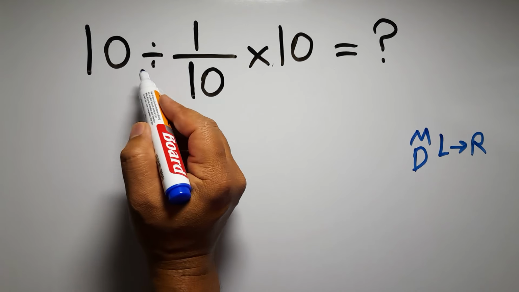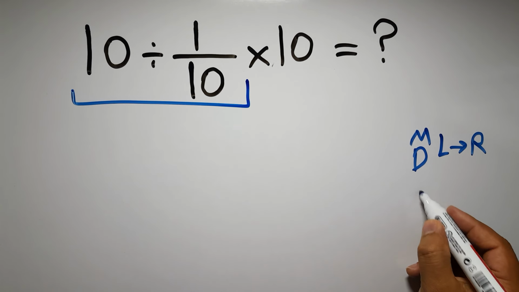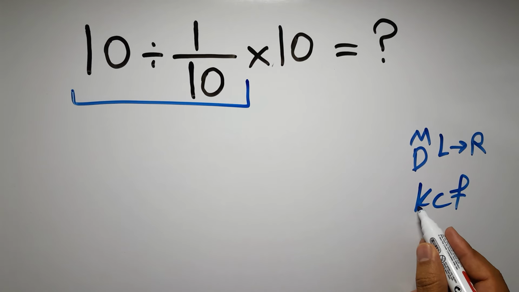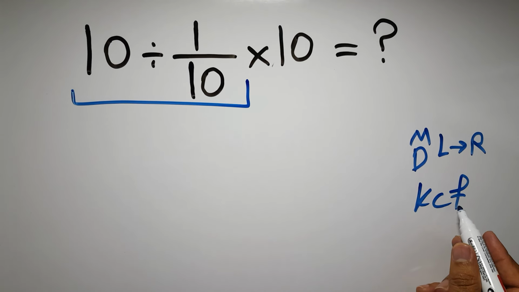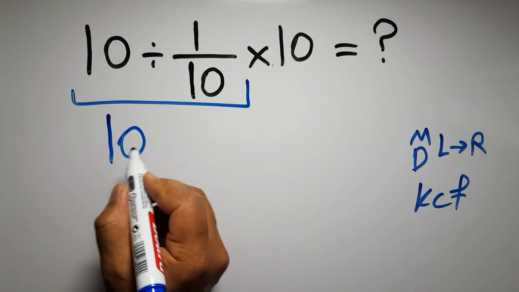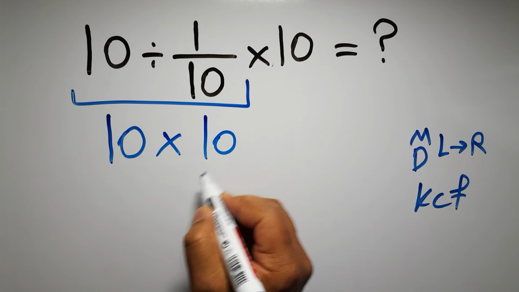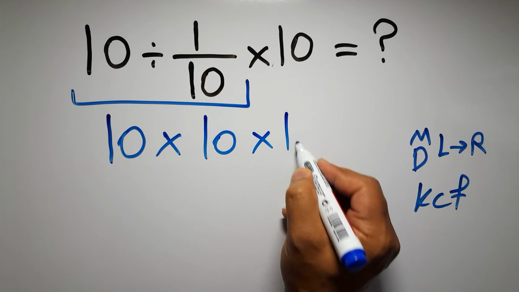So first this division, 10 divided by 1 over 10. According to the KCF rule, K stands for keep, C stands for change, and F stands for flip. We can write keep the first fraction, change division to multiplication, and flip the second fraction. And again here we have times 10.